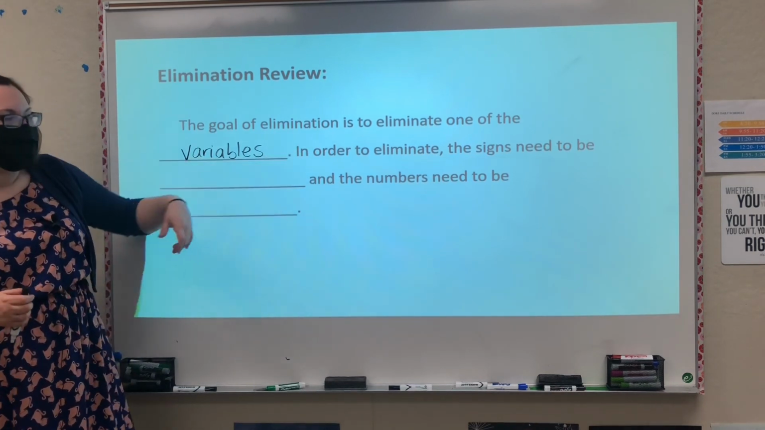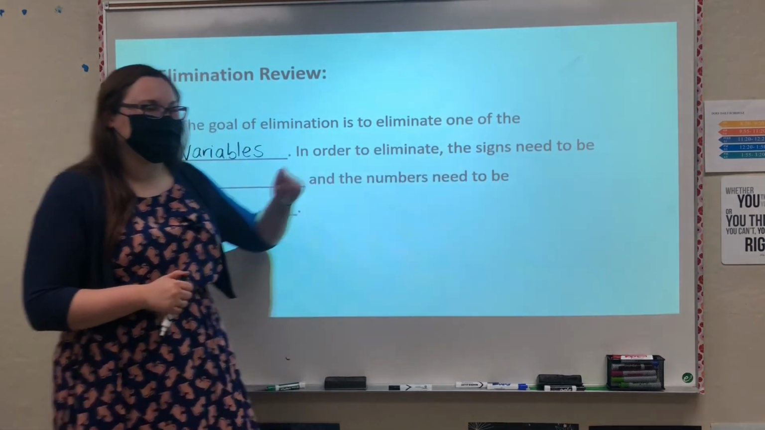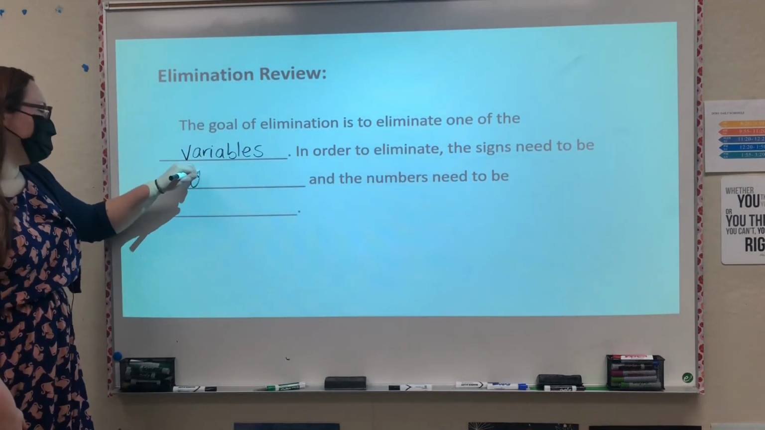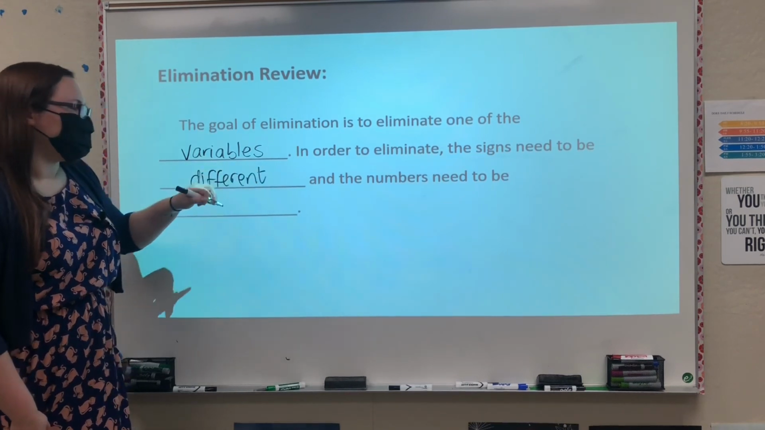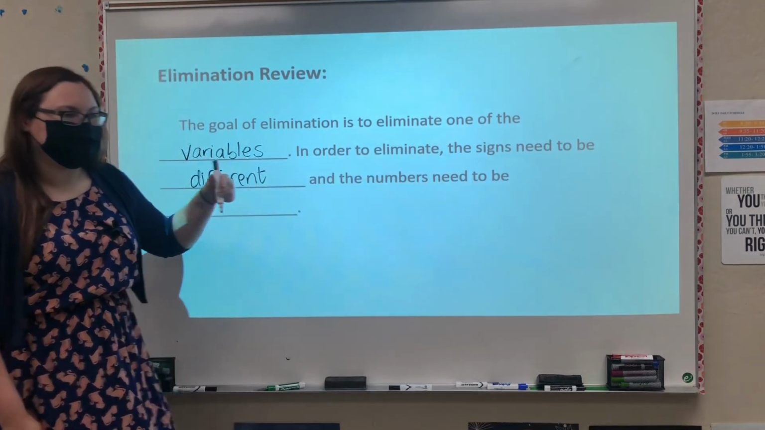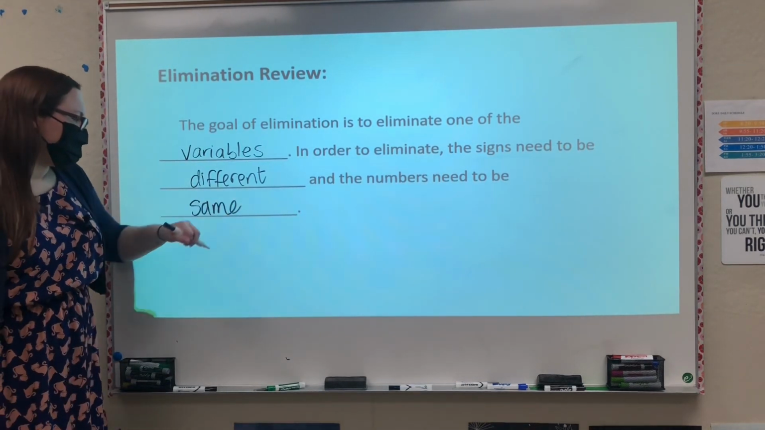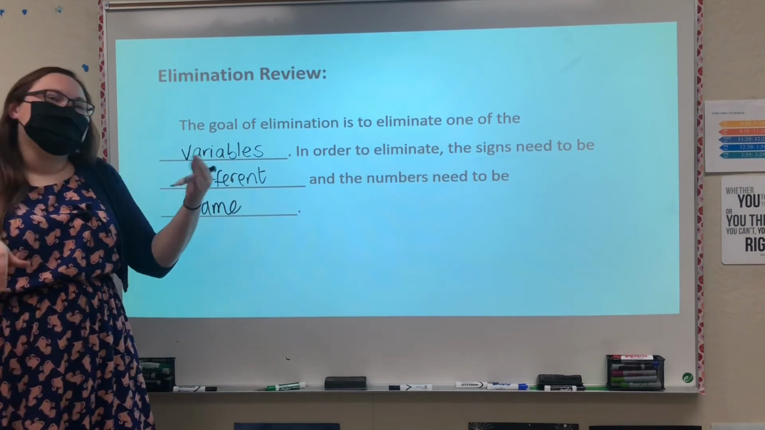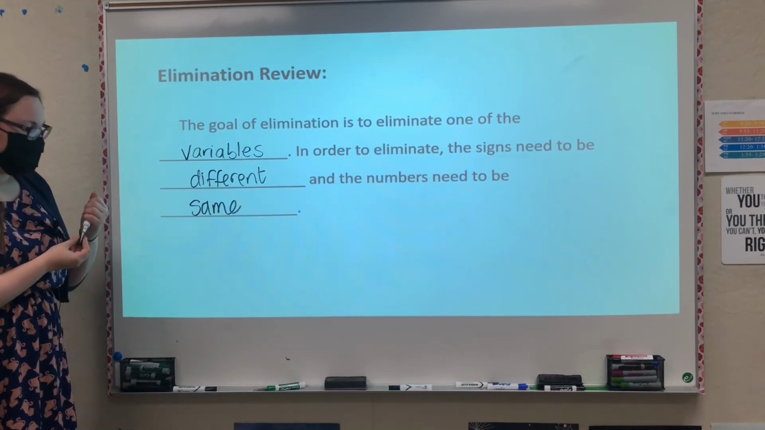In order to eliminate a variable, what needs to be true about the signs? The signs need to be different. Yep. And then we also said the numbers need to be the same. So we need something like -3 and +3, +10 and -10, something like that in order to eliminate.